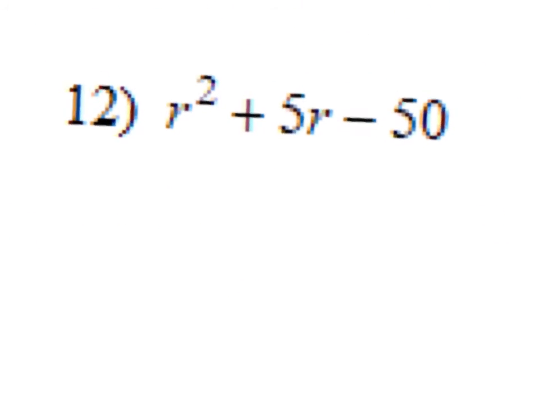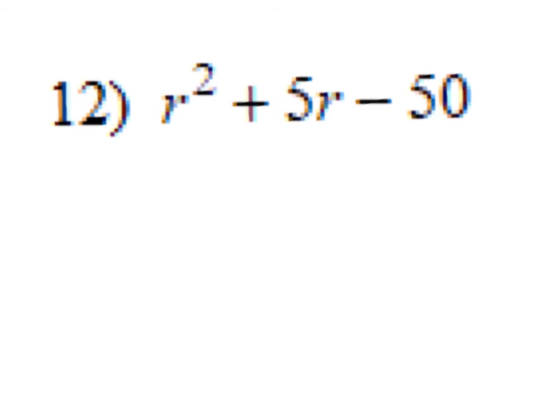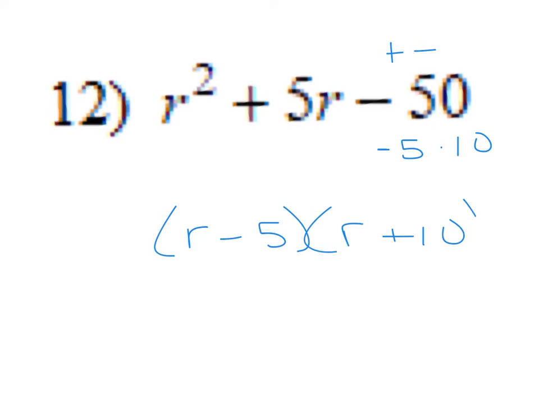Okay. On number 12, we've got a 1 out front, so we're just looking for factors of 50 that will get us 5. So 5 and 10 pop into my head right away there. I know I have to have a positive and a negative to get a negative 50, but I have more positives, so I'm going to go ahead and make this 5 negative, and that would make the 10 positive to get the extra positives. So I'm going to have R minus 5 and R plus 10.